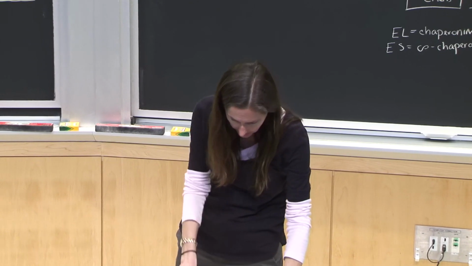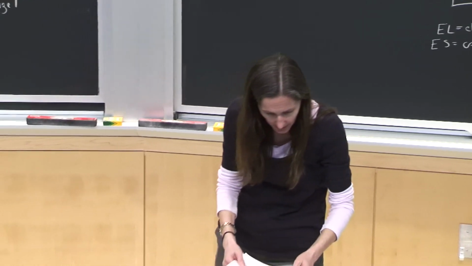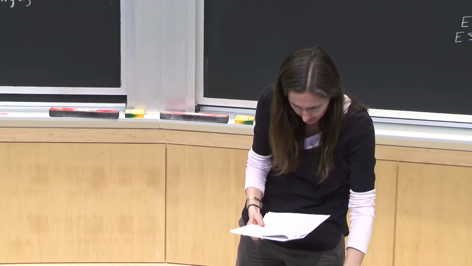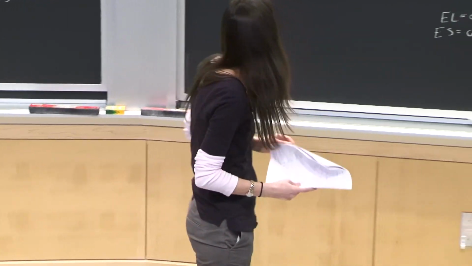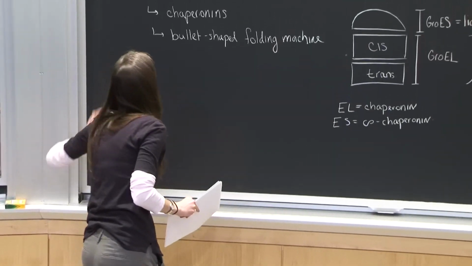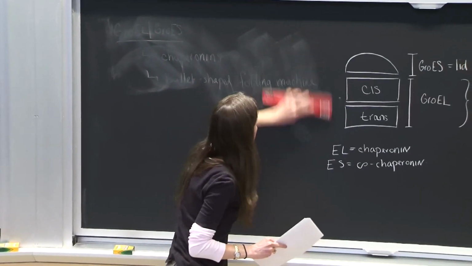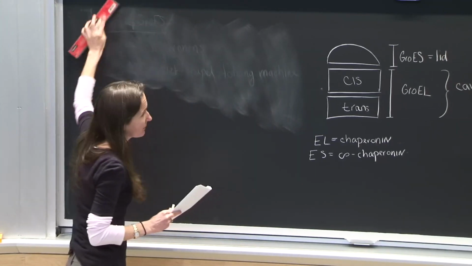So briefly, to look at GroES, what does that look like from a structural perspective? So GroES is also a heptamer.